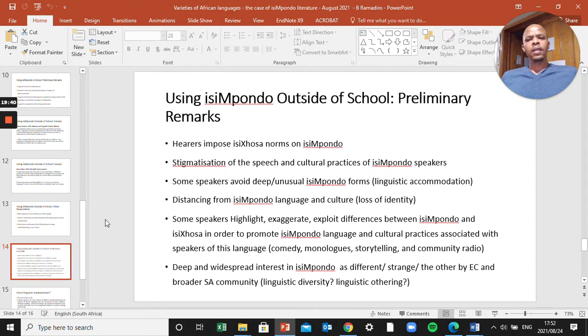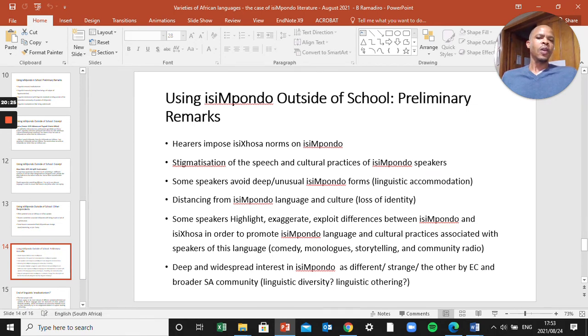I think all these remarks that I've made here are also applicable to quote-unquote minority varieties of English in South Africa, in particular Black South African English. It's stigmatized in certain domains. Some people feel compelled to distance themselves from particular pronunciations of Black English.